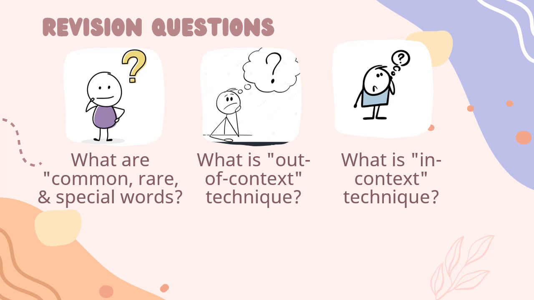Indeed, common words are words that exist in almost 90% of the spoken and written English. Rare words appear probably once or twice here and there. Special words, however, exist under a specific field of study, a theme, or a topic. Out of context technique is a vocabulary teaching technique in which teachers have the freedom to select words that they want students to learn, whereas in context technique requires a text.